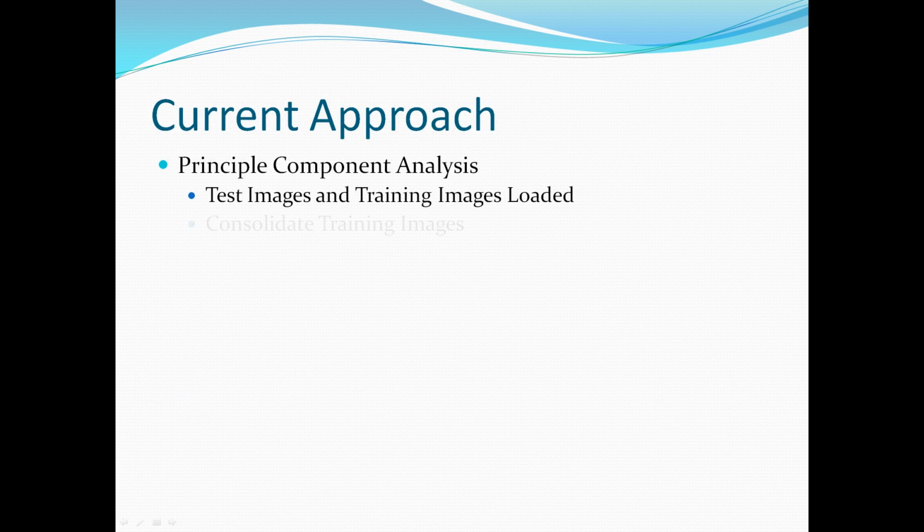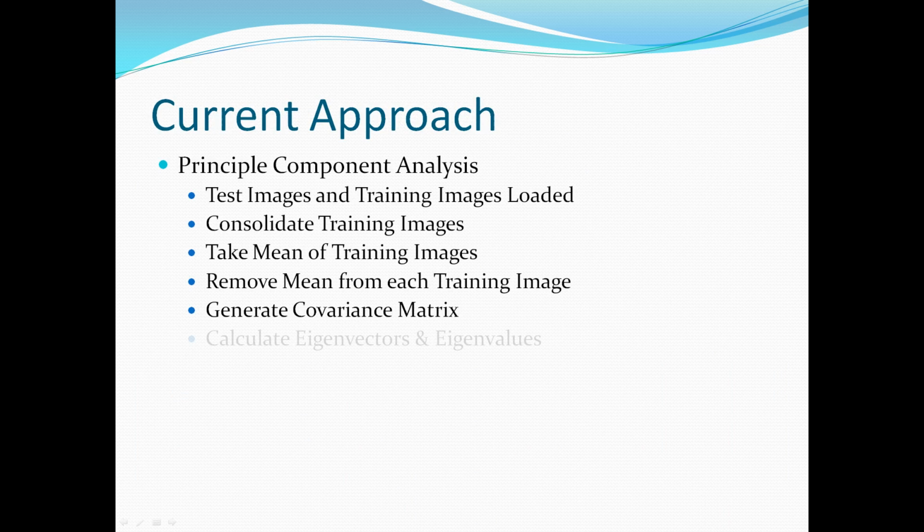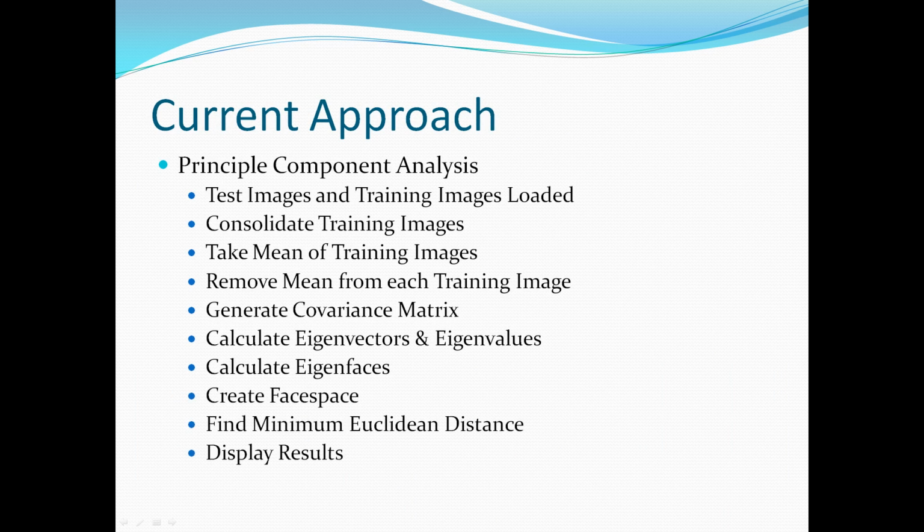These bullets list the PCA approach taken to execute the algorithm. First, we take the test images and training images and load those in. We then consolidate the training images, take the mean of the training images, remove the mean from each training image, generate a covariance matrix, calculate eigenvectors and eigenvalues, calculate eigenfaces, create phase space, find the minimum Euclidean distance, and then display the results.